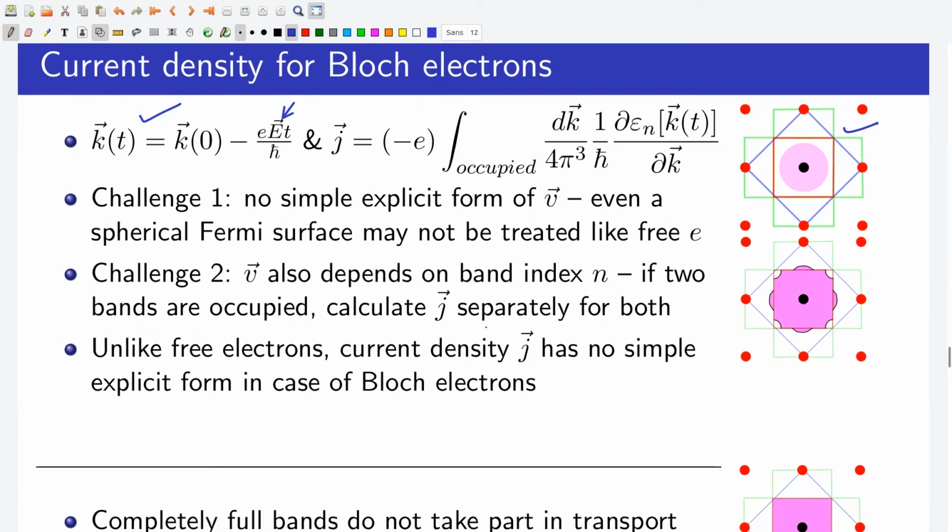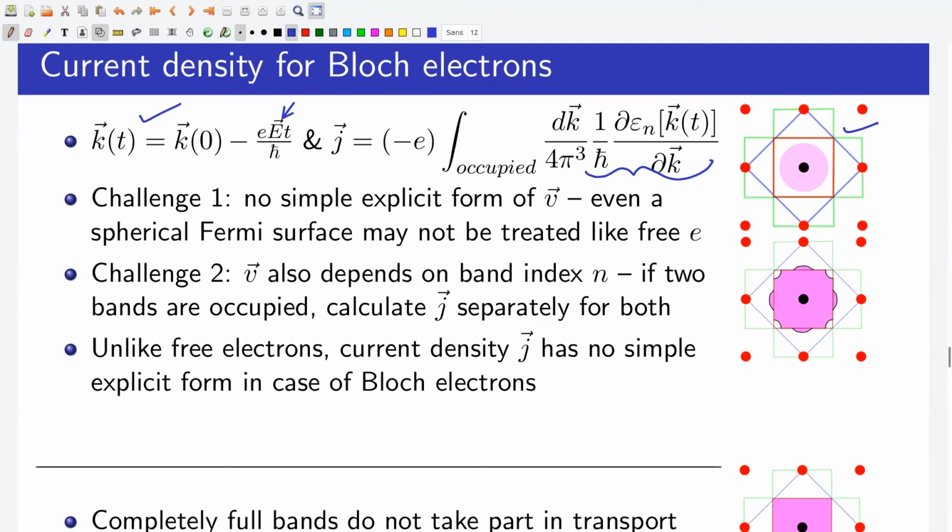However, in case of Bloch electrons, there is no simple explicit form of V. Thus, we have to always calculate V from the first derivative of energy with respect to K. As a result, even if we have a free electron like Fermi surface, we may not be able to treat the problem as a free electron problem.